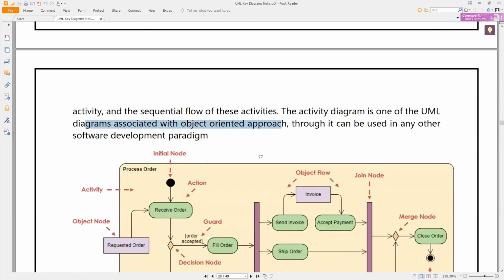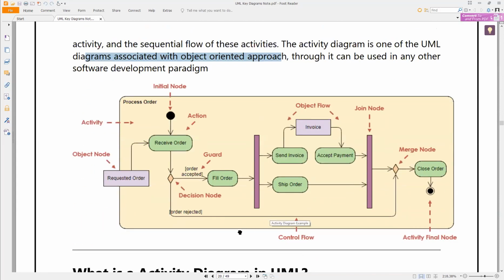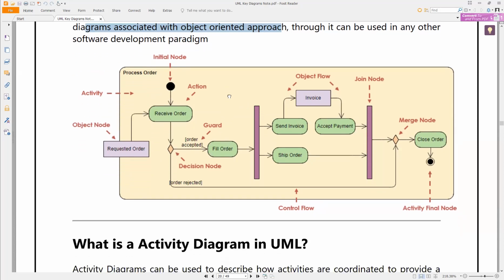So you should not limit yourself to just the object-oriented approach, because the flowchart can be applied to any programming style. You can see it explains the flow of the sequence. This is like a process called process order. And the explanation here is how the process order can be carried out. It shows there is what you call initial node, that is the start. So you start by receiving an order, and this is what you call action.